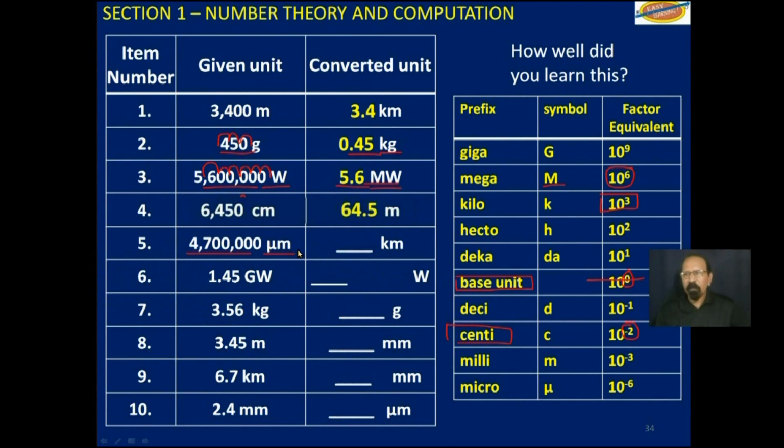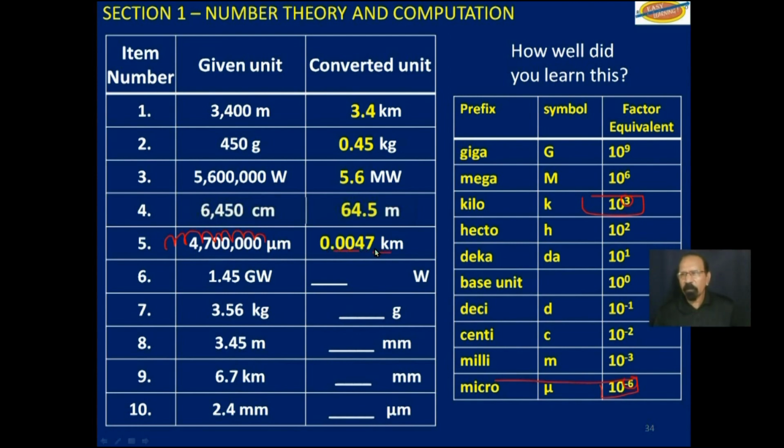4,700,000 micrometer. Carry that to kilometers. So now we actually need this table. We are going from micro to kilo. So we take that 3 and we subtract a negative 6 from it, and we will get positive 9. From smaller to larger, we have to divide by 10 to the 9th power. 1, 2, 3, 4, 5, 6, 7, 8, 9. Add 2 zeros.